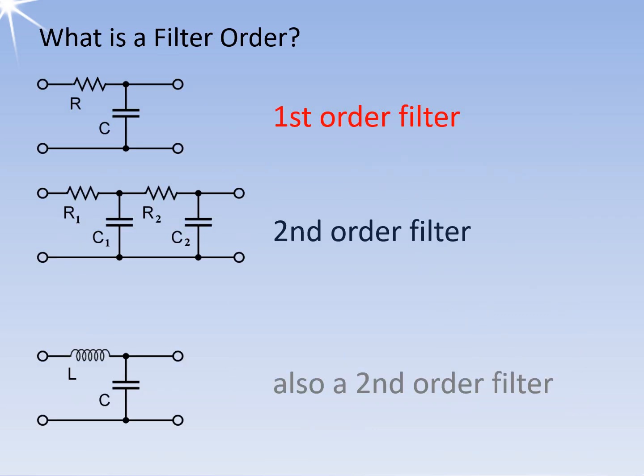A first-order filter has a component with only one frequency-dependent reactance. This means the low-pass and high-pass filters mentioned so far are first-order filters, as they only use one capacitor as reactance. When two first-order filters are connected one after the other, a second-order filter is formed. But a simple LC combination is also a second-order filter, because there are two frequency-dependent reactances, the inductance and the capacitance.